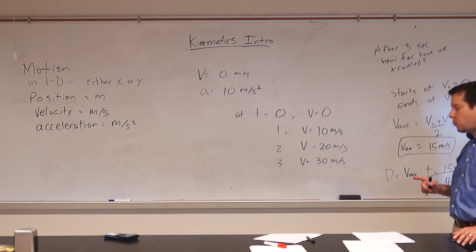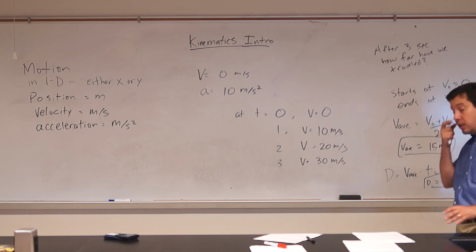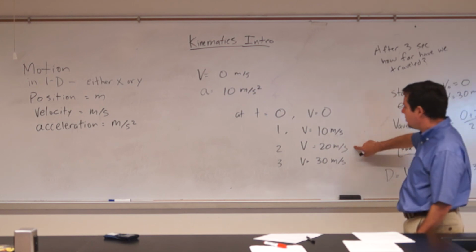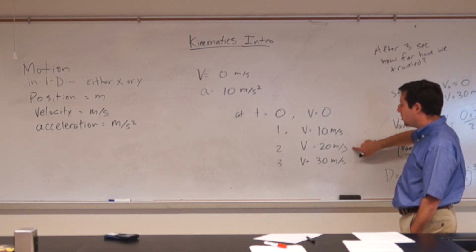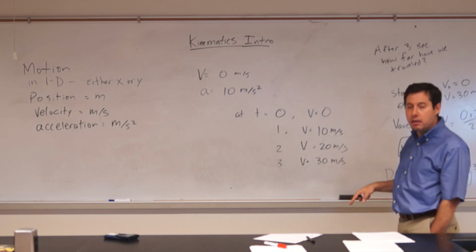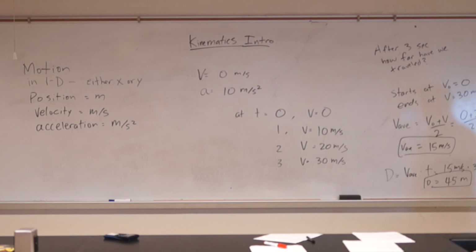But it's important to remember that even though the average velocity is 15 meters per second for the first 3 seconds, it is not 15 meters per second if you pick any other time interval. If you pick a 2-second time interval from 0 to 2, the average speed is going to be the average of 0 and 20, so the average is 10. So for the first 2 seconds, your average speed is 10. For the first 3 seconds, your average speed is 15. And then it keeps increasing, so on and so forth.